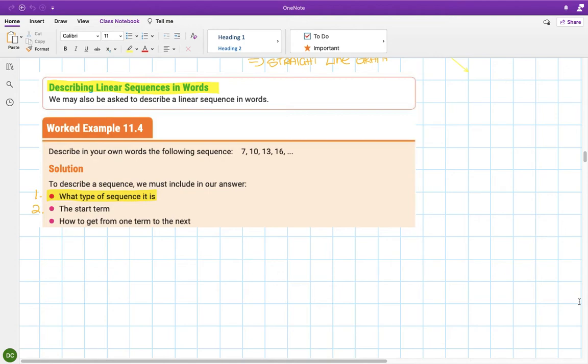Second one is, where does the sequence start? So what is the first term or the starting term of the sequence? And then the third one is, how do you get from one term to the next? So that is your common difference.